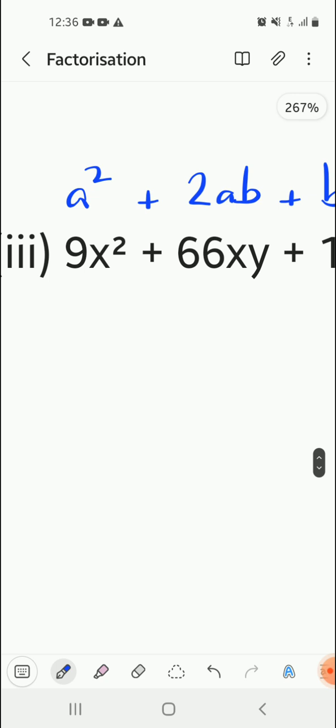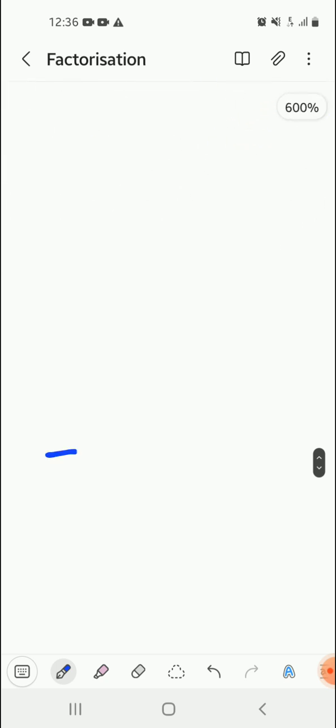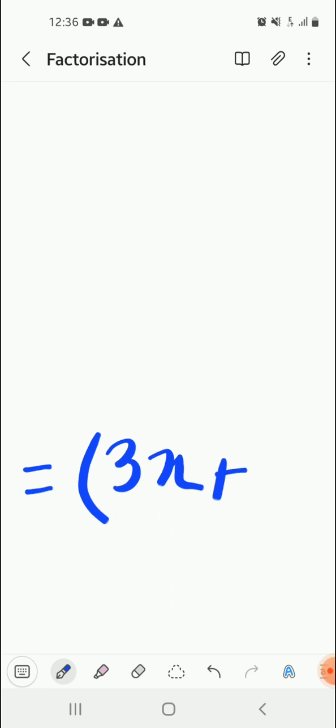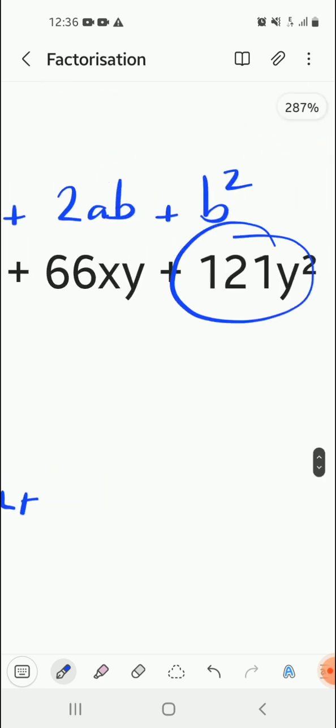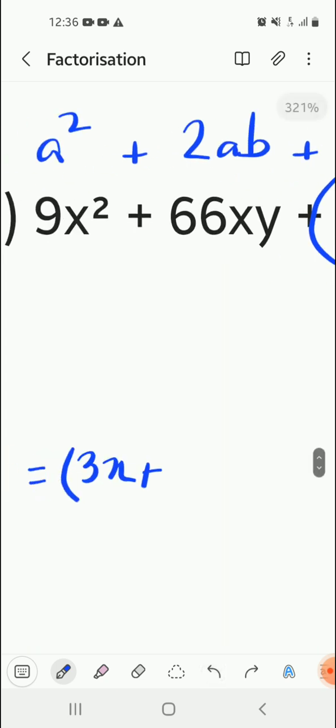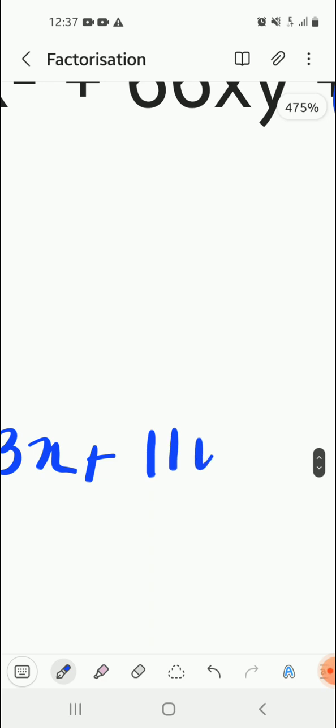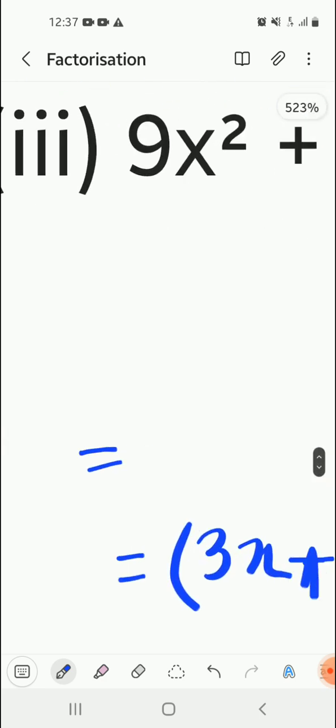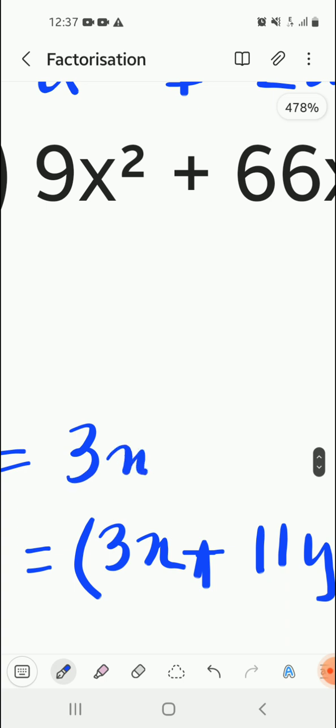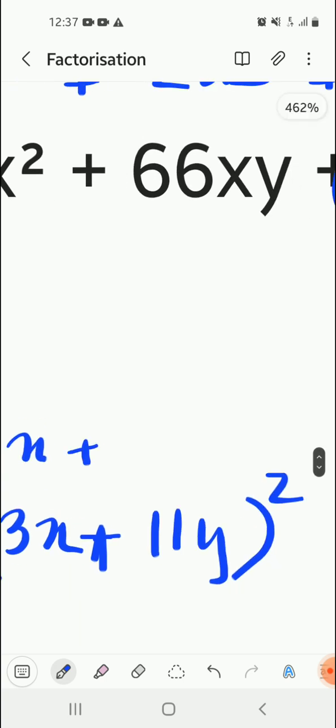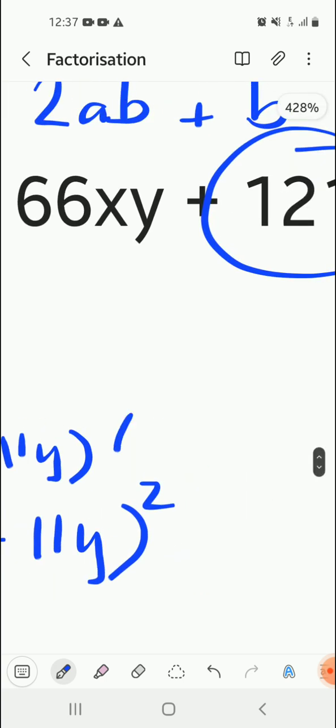Over here, a plus b whole square formula. This will be, so 9x square would become 3x, plus b square will be 121. We know 11 square is 121, so it is 11y actually. So b over here is 11y. So this square. Again back calculation. So 3x plus 11y and 3x plus 11y.